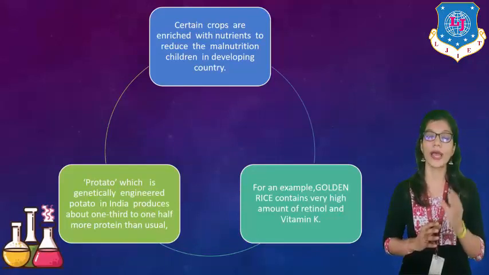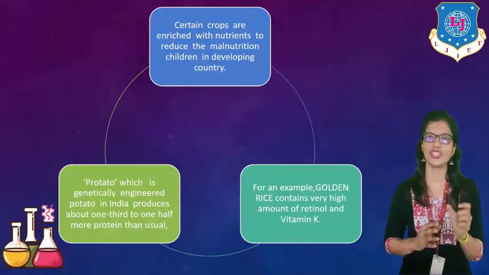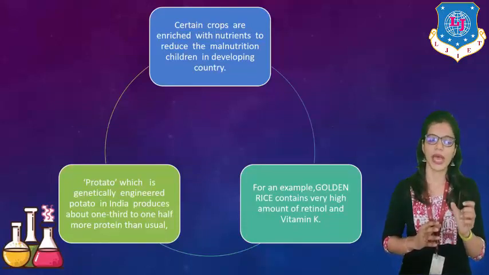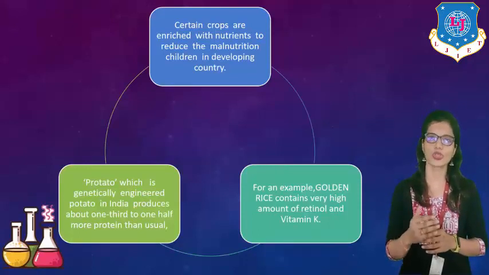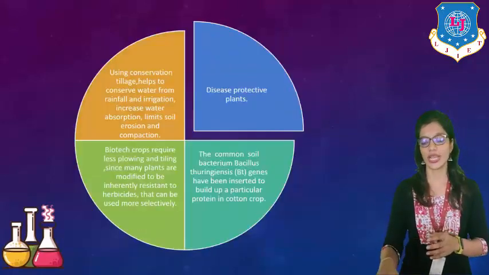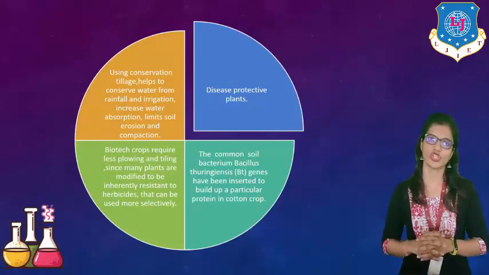We all know potato. This is a potato which is genetically engineered. These products are known as genetically engineered products. In India, it produces about one third to one half more protein than the usual. So more protein, more growth. With more growth, malnutrition can be decreased. This is the main aim of genetic engineering, the main aim of our biotechnology.